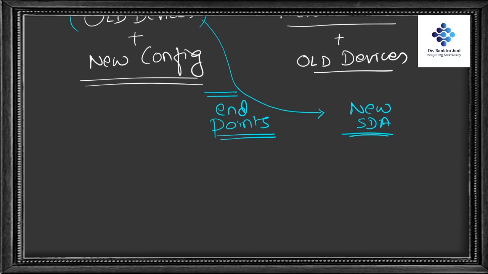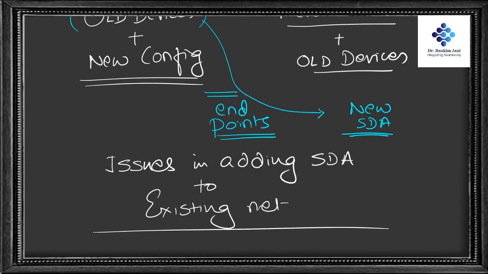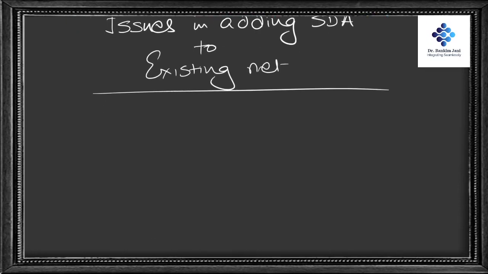Now there are some issues, right? This is something important. Issues in adding: we just can't add things as such. Say we are adding SDA, software defined access, to our existing network. It is easy to say, okay, just add, but then you can't teach all those new tricks to these old equipments.